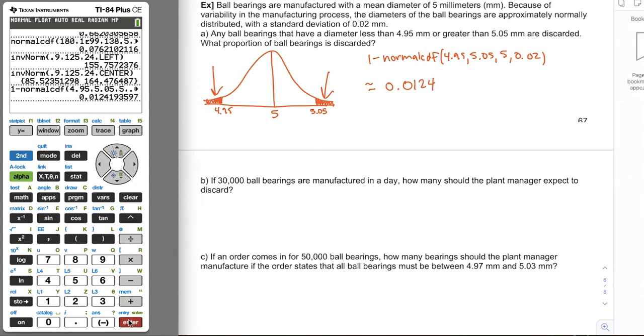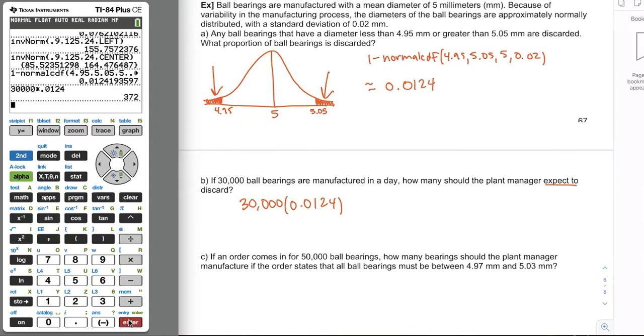Part B, if 30,000 ball bearings are manufactured in a day, how many should the plant manager expect to discard? Okay, so this is an expected value. So we take the sample size, and you multiply it by the probability, which is the same thing as the expected proportion. So 30,000 times 0.0124. So if they make 30,000 ball bearings, they will probably have to discard about 372 of them.